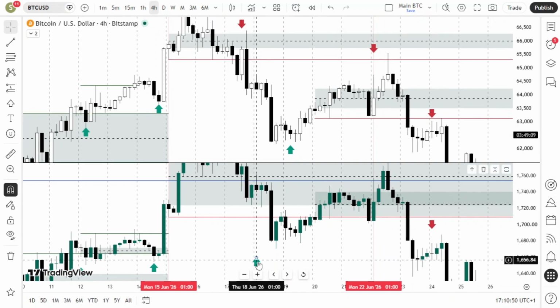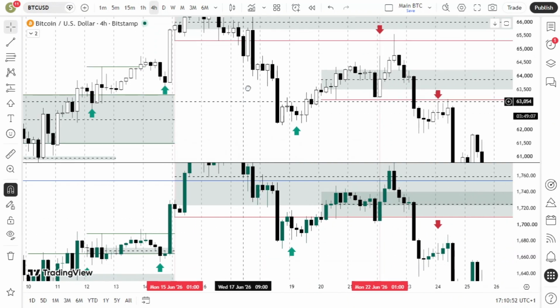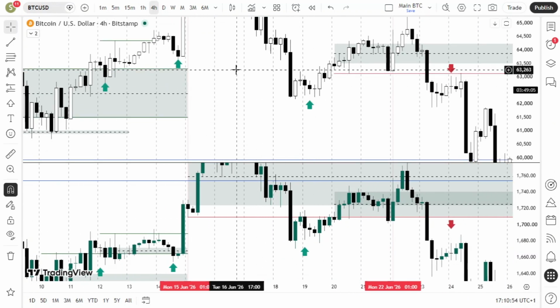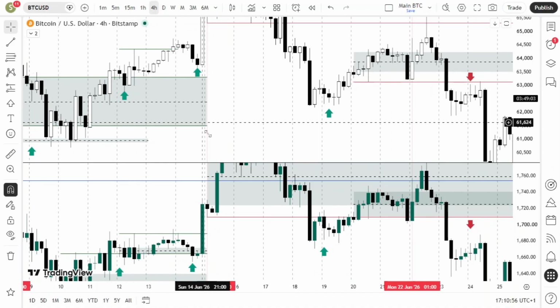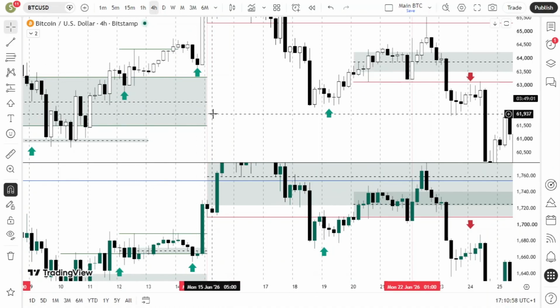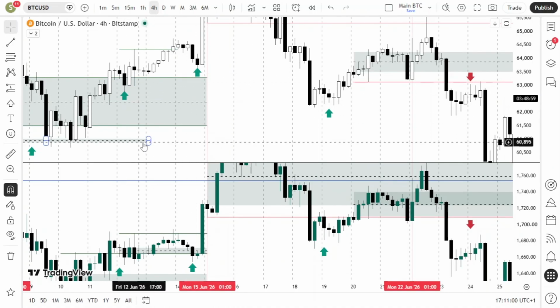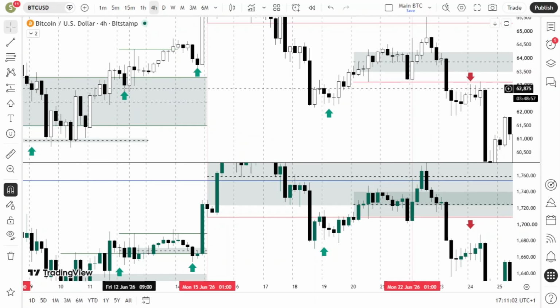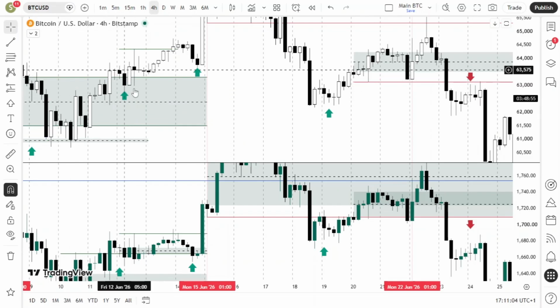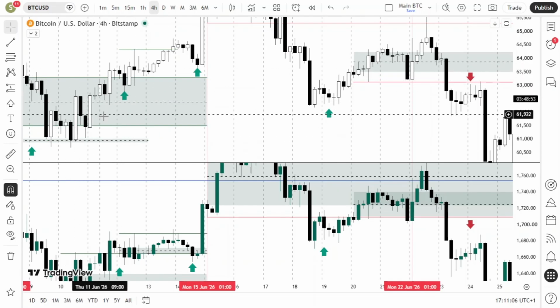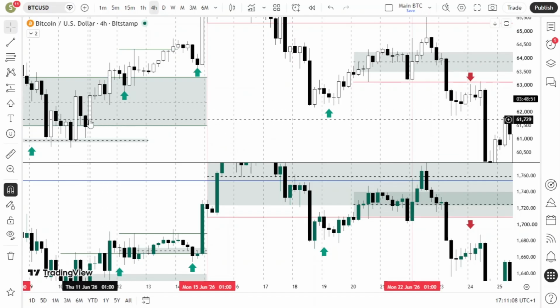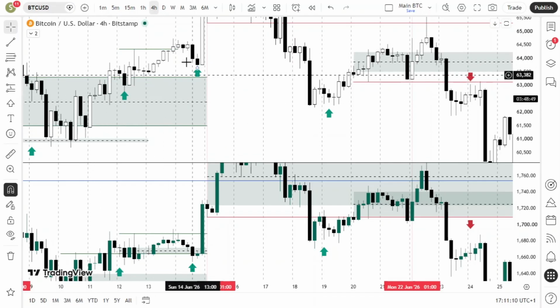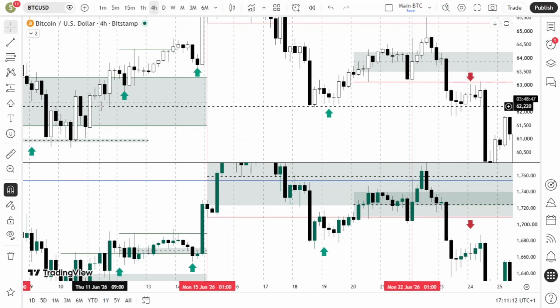So when returning there, we're returning back into some old order blocks. The same way, we can still look inside of the daily order block and look for a specific area. We can look inside of the daily order block and find refined 4-hour order blocks within this area.